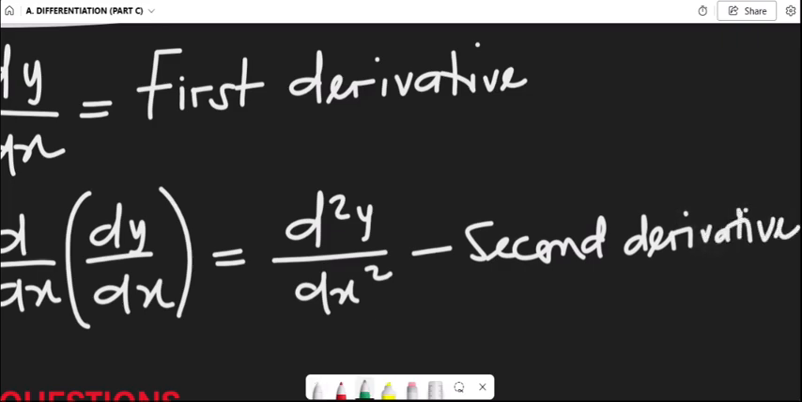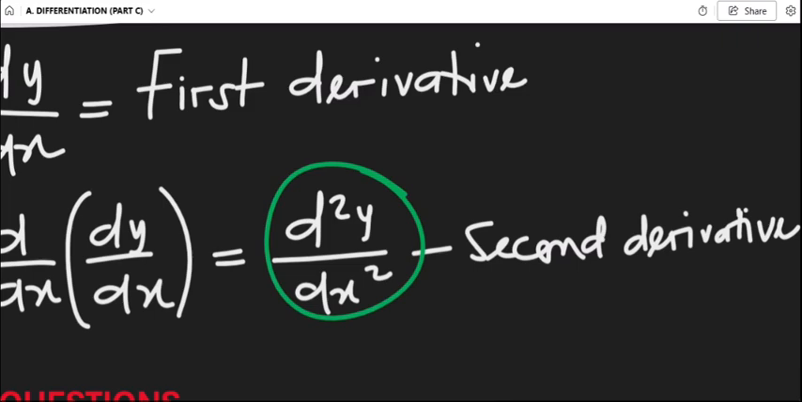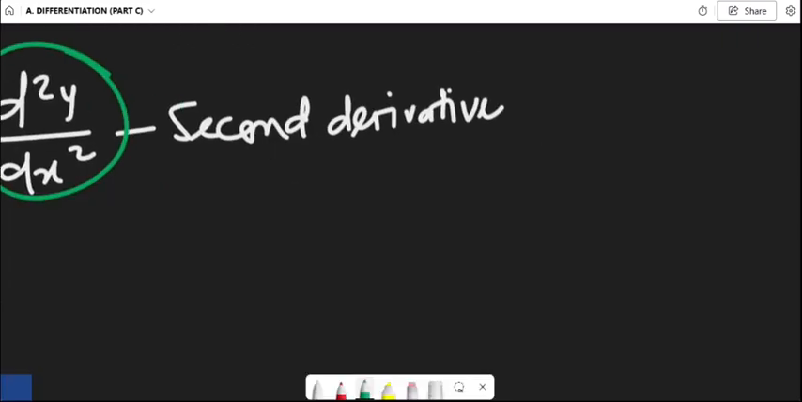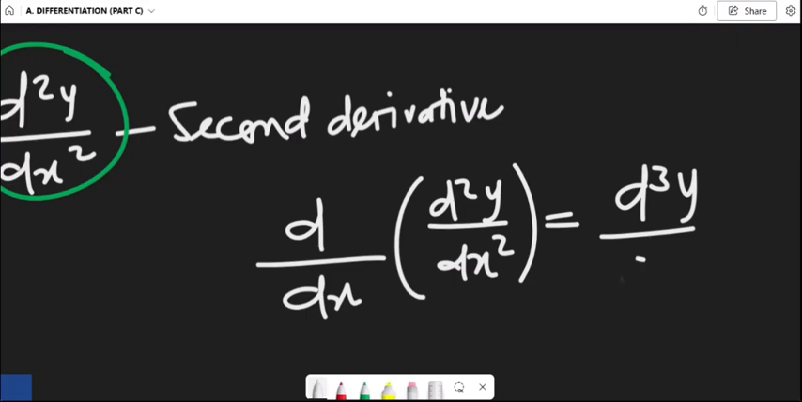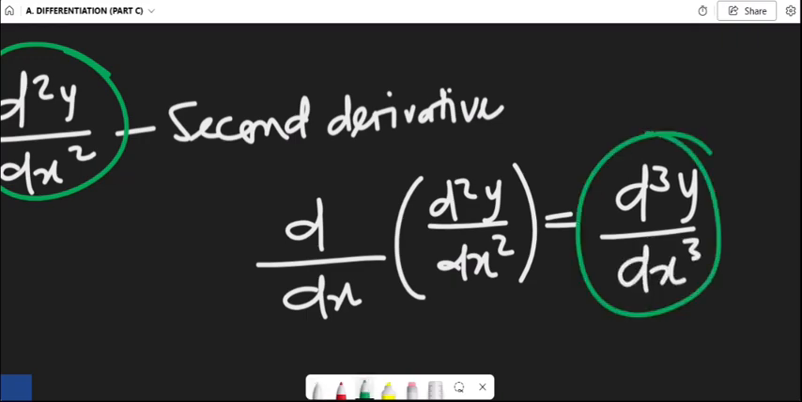Now let us derive this again. Deriving this again, I'm going to have the derivative of the second derivative, which is d cubed y over dx cubed, or third derivative. So this is what we refer to as higher derivative. When you derive the first time, it's the first derivative; the second time, it's called the second derivative; when you derive the third time, it's called the third derivative.